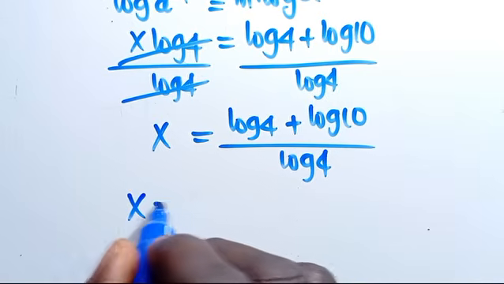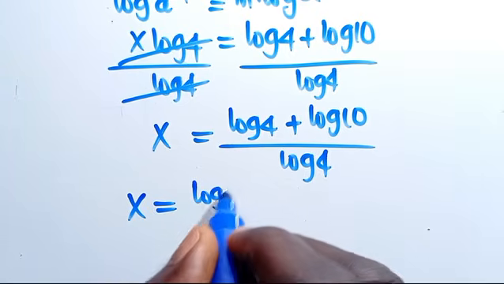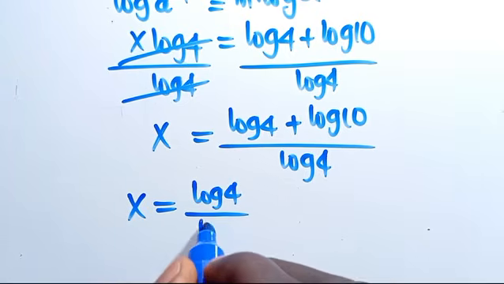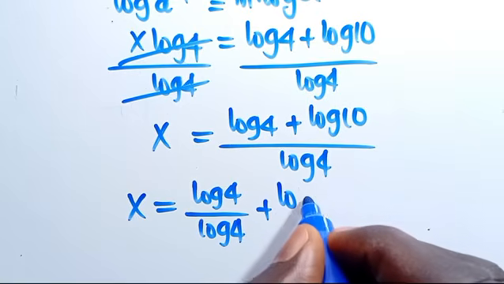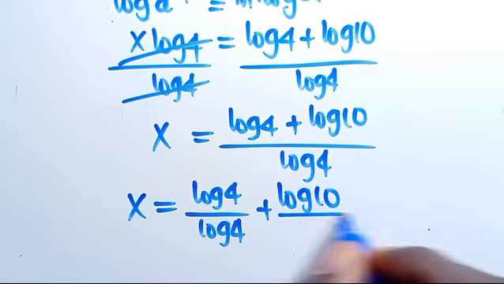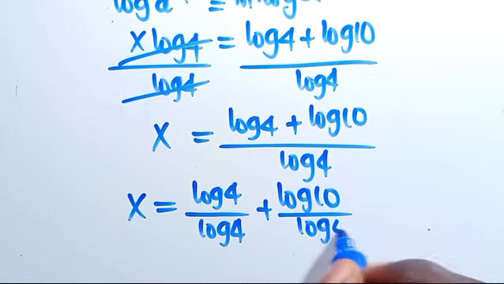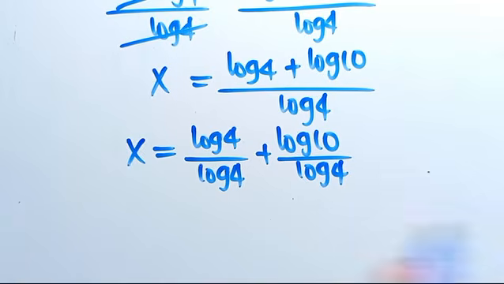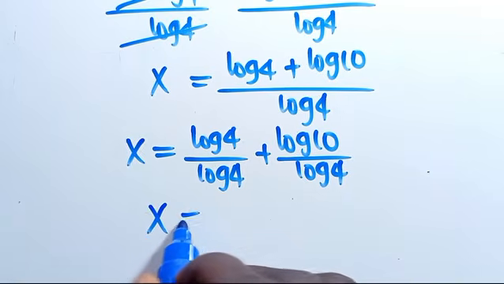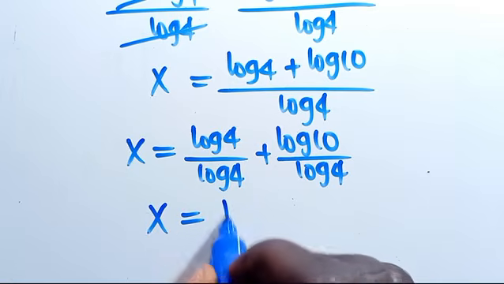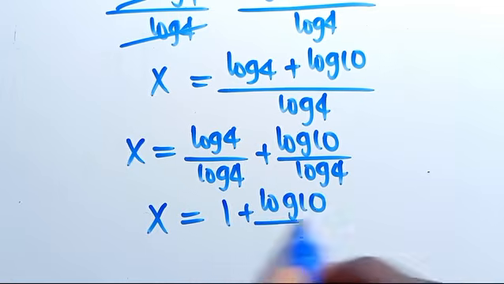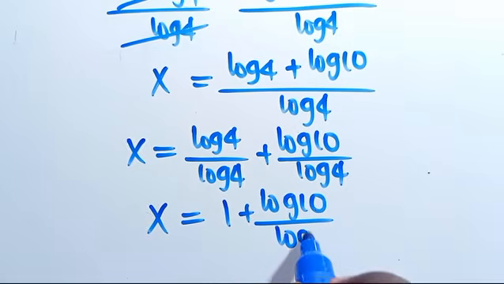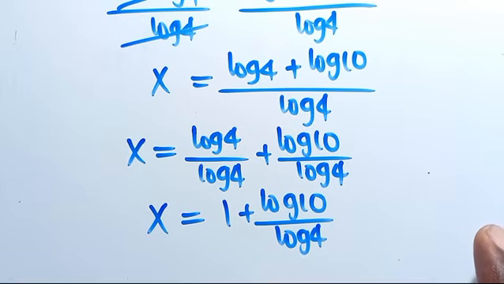So here will be x equals log 4 over log 4 plus log 10 over log 4. So we have x equals log 4 divided by log 4, which will be 1, plus log 10 over log 4.